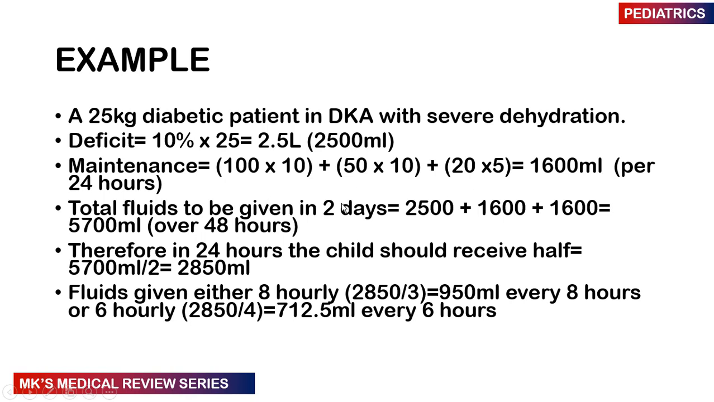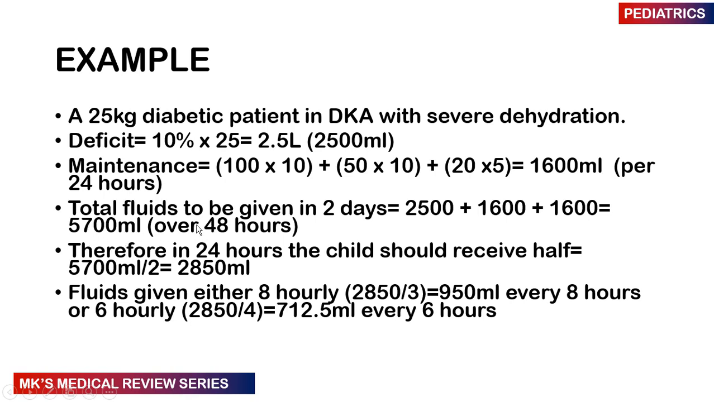So 1,000 plus 500 plus 100 gives you 1,600. So they should receive 1,600 maintenance in addition to this deficit that they have created. But remember that we want to give this over 48 hours. So it means that the maintenance must be given twice, for the first 24 hours and for the next 24 hours. So the deficit plus the first maintenance in that 24 hours when the child reported, and the next 24 hours. That will give us a total of 5,700 mils over 48 hours.